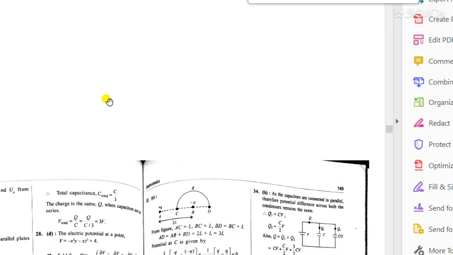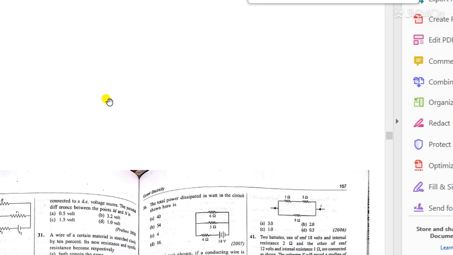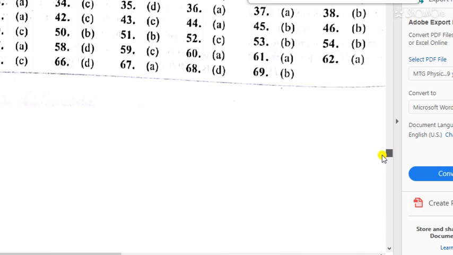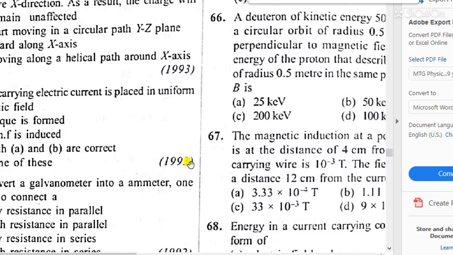Students, you have to wait for 1 to 2 minutes. Electrostatics is there. Okay, let me zoom in. So this is another book, that is MTG Physics. This book is also very useful, and it contains very useful content.